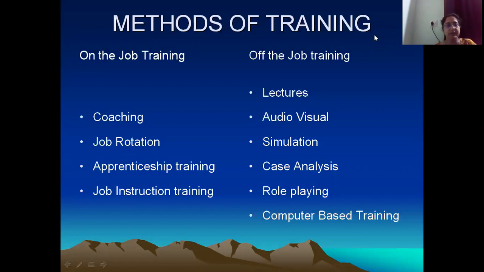And there are many organizations which offer only on the job training techniques. They don't have the concept of off the job. So they believe in the fact that the new employees, once they come into the organization, or already existing employees who require improvement, can learn better only by performing the task under the supervision of someone else.